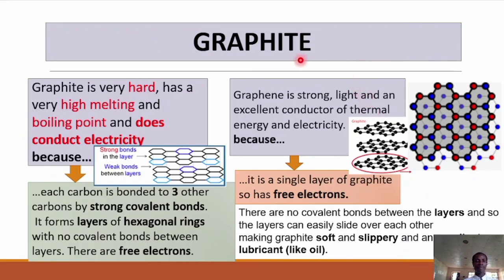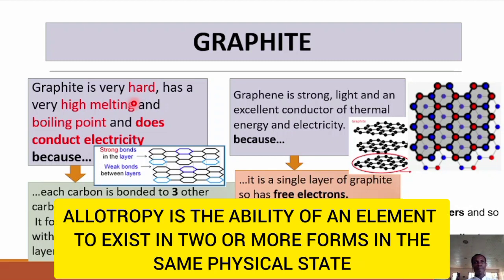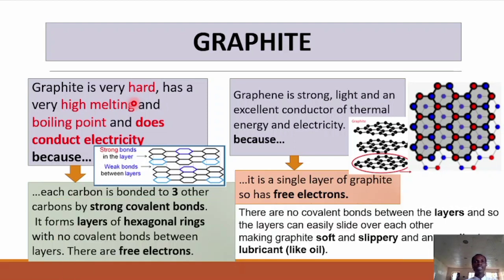So let's look at graphite. Graphite is also like diamond. Graphite and diamond are allotropes of carbon. Allotropy means the ability of a substance to exist in 2 or more forms in the same physical state. So diamond and graphite are the crystalline allotropes of carbon. Graphite is very hard, but it's not as hard as diamond. It has a high melting point and boiling point, not as high as the boiling point and melting point of diamond.